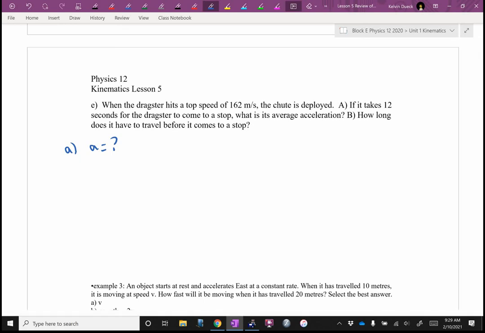Okay. We're in vector land. So VI is 162. I Googled these numbers, by the way. I can't remember which dragster I looked at, but these are pretty legitimate. VF is 0. I need one more thing because I need 3 things to find. Oh, 12 seconds.